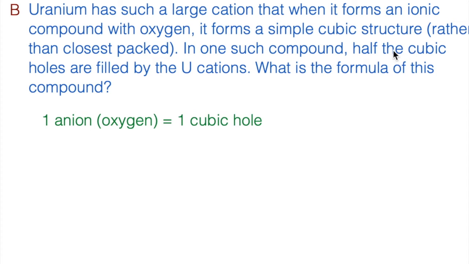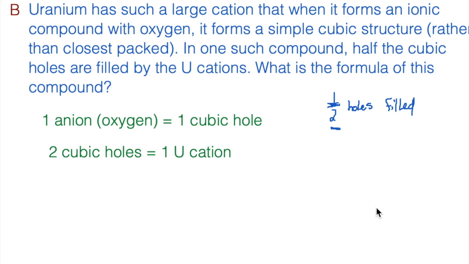And so we're told that half of these cubic holes are filled by the cations, the uranium cations. So 1/2 of the holes are filled. For every 2 holes that you have, 1 out of those 2 is going to be filled. That's what 1/2 is telling you. So if half of the holes are filled, then out of every 2 holes, 1 of them is filled. So we're being told that for every 2 cubic holes, we have 1 uranium cation.